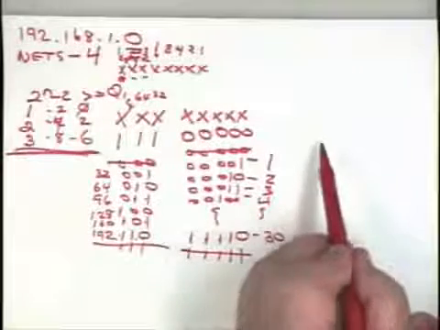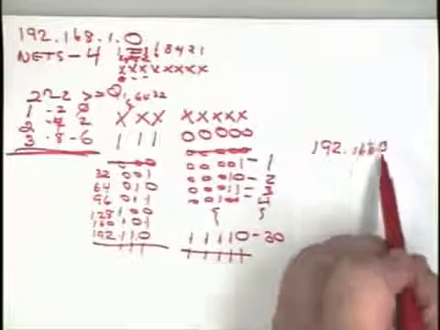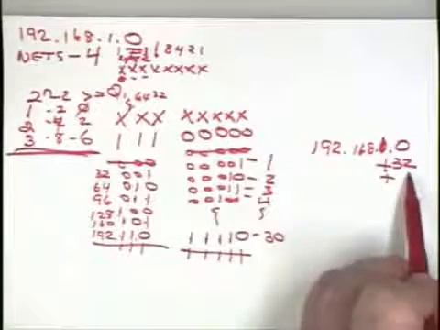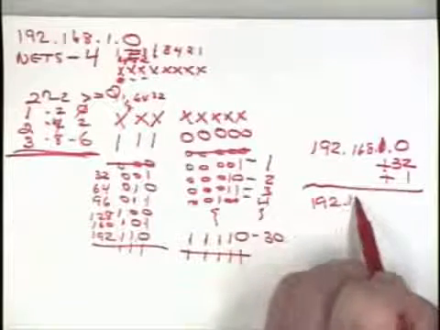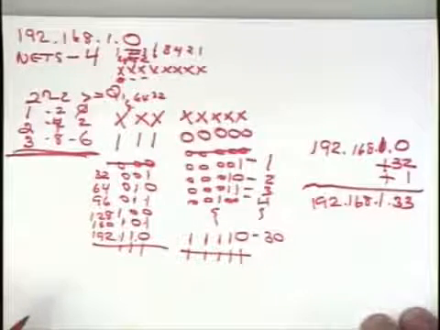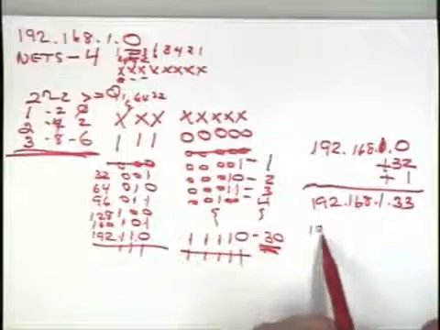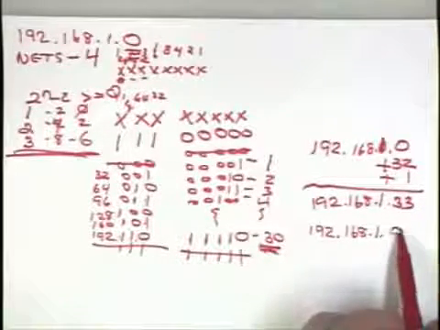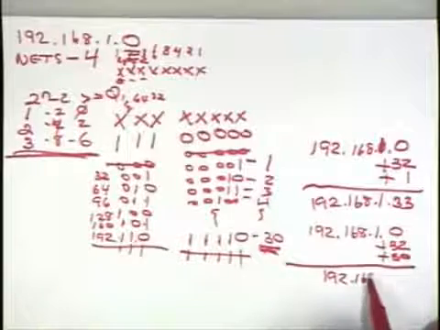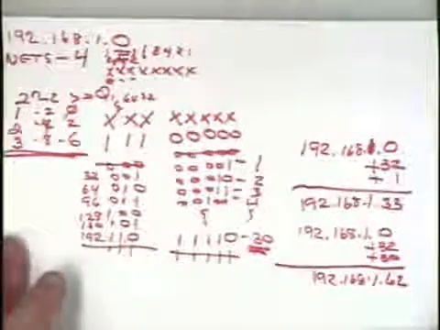So our network then is going to be 192.168.0, or excuse me, 1.0, plus 32, our first network, plus 1, our first host, 192.168.1.33. That's our first host on our first network. Now the last host on that first network is 30. So 192.168.1.0 plus 32 plus 30, 192.168.1.62 is our last host.